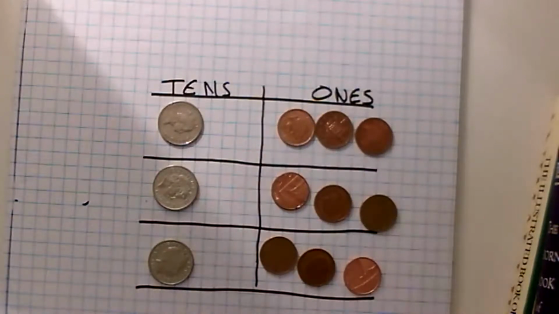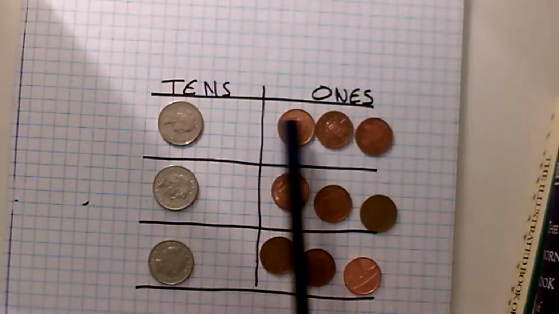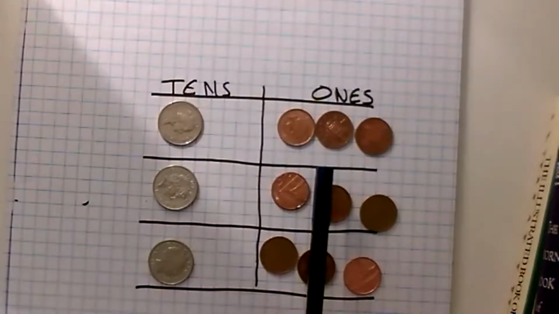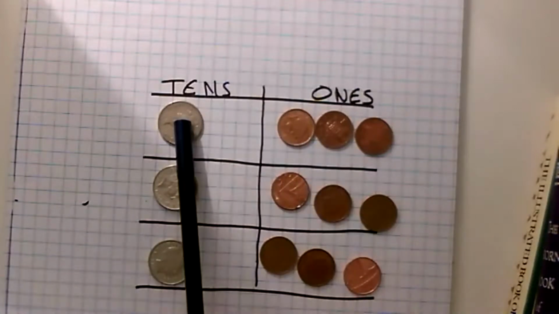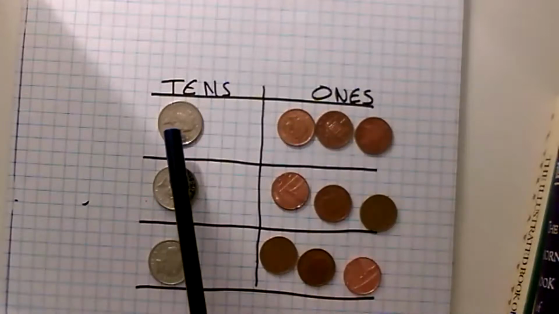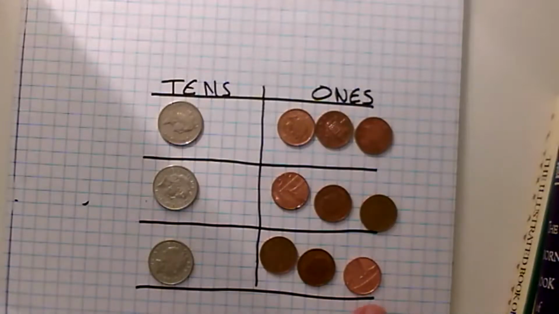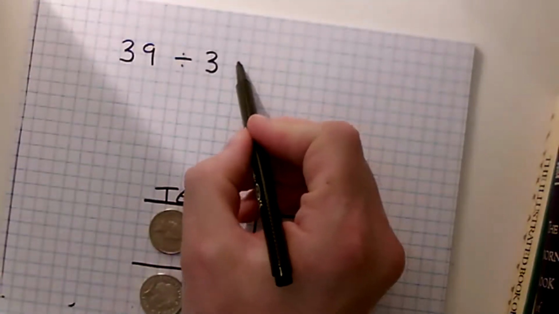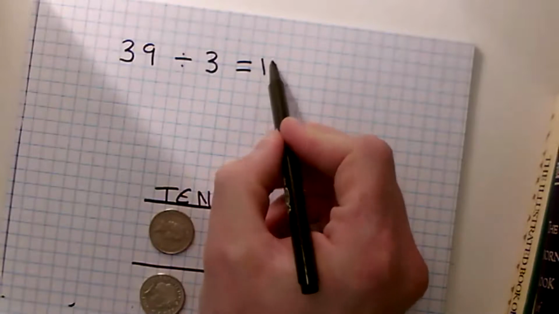Now, all I need to do to work out my answer is count what I have in each row, or one of my rows, because that's how many lots I've split it into. So I've got 1 10 and 1, 2, 3 1s. That gives me 13. So I can say 39 divided by 3 equals 13.